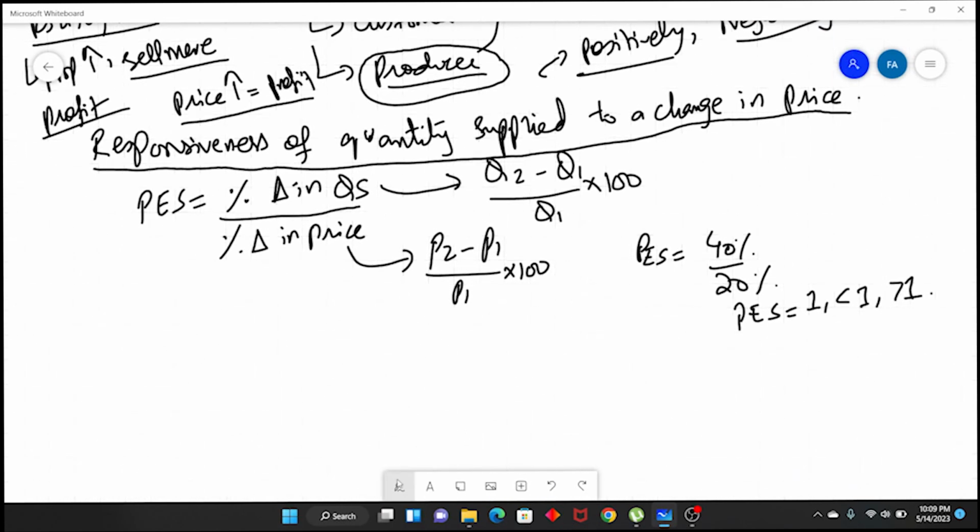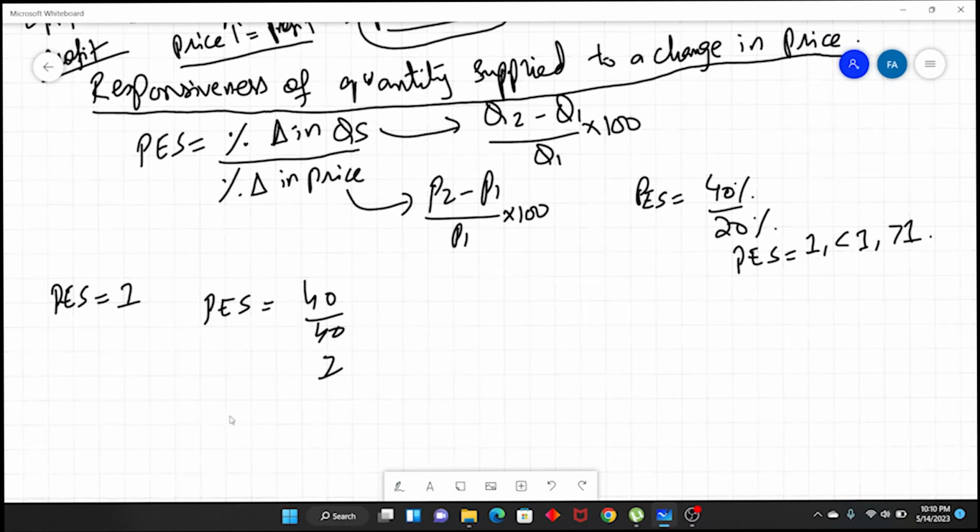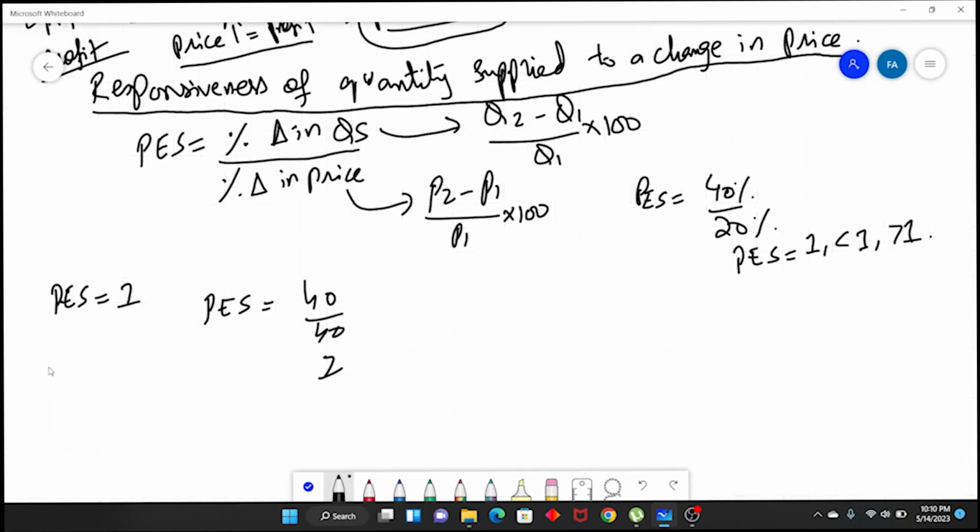If your answer is price elasticity of supply is equal to 1, how do you get 1? Let's suppose you're calculating price elasticity of supply. You get 1 when the numerator and the denominator remain the same. You get an answer of 1 in that situation. So the concept of PES equal to 1 means there is an equal change in quantity supplied and price. Okay, what do I mean by this?